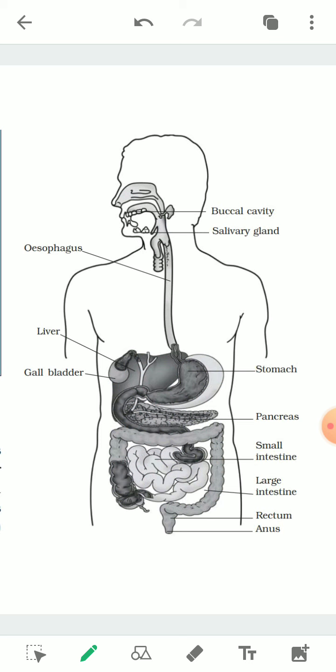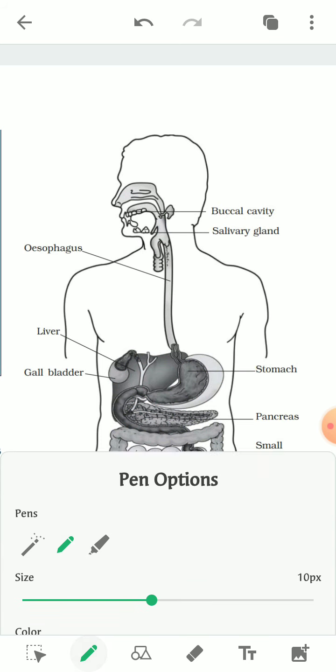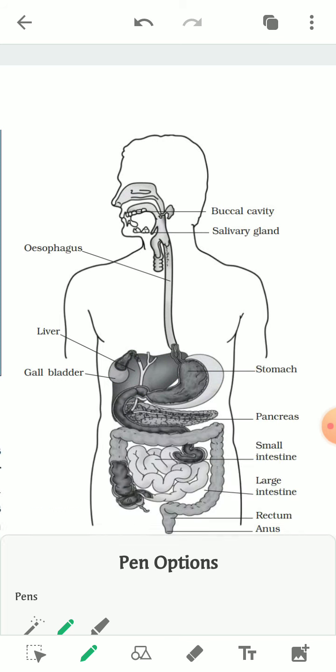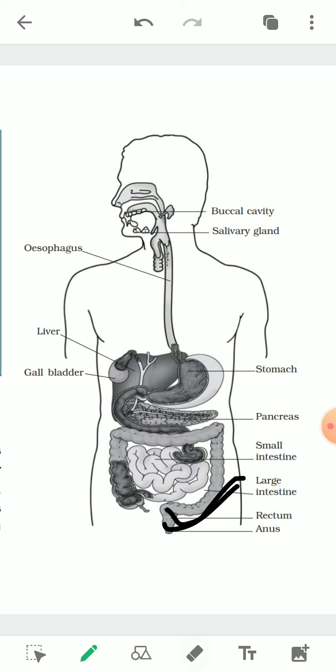The fecal matter is now removed through the anus from time to time, and this is the anus. This process is called egestion. The elimination of fecal matter through the anus is called egestion.